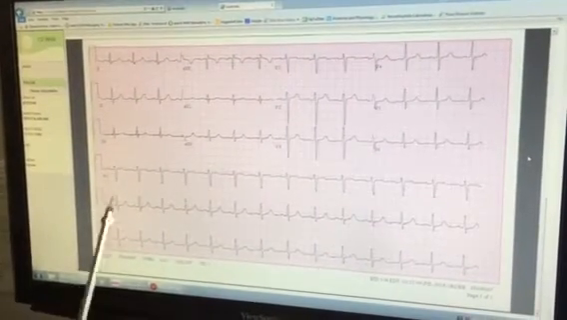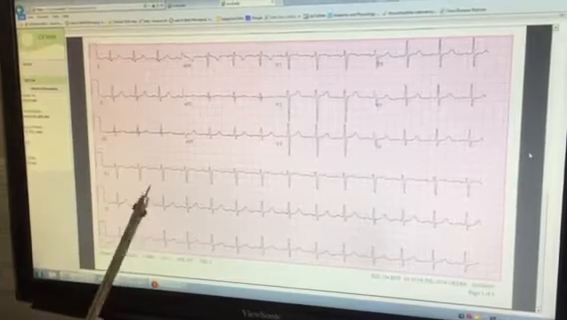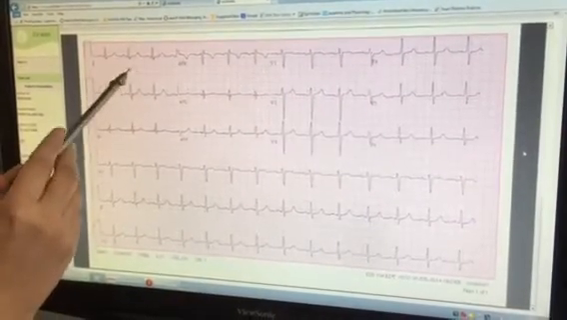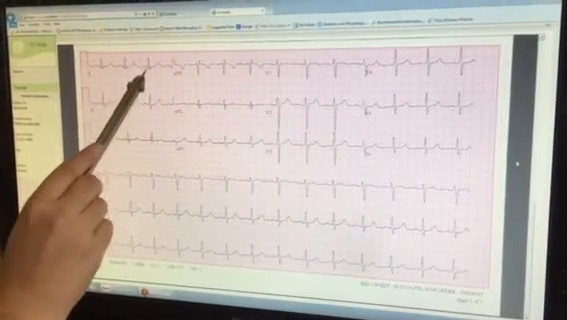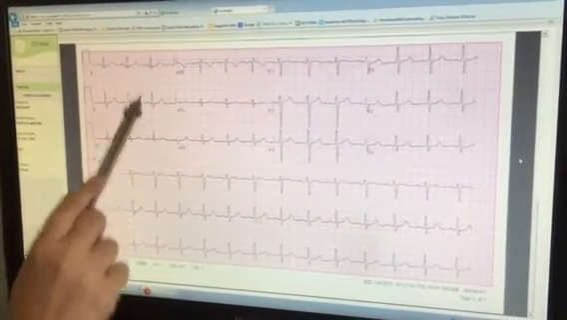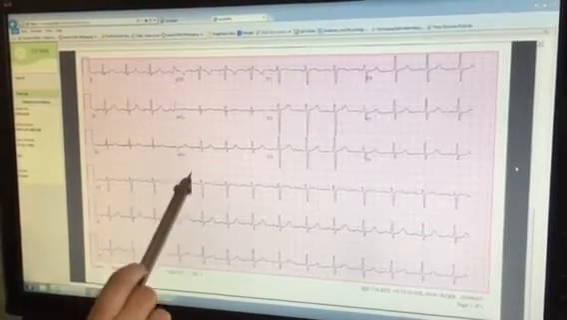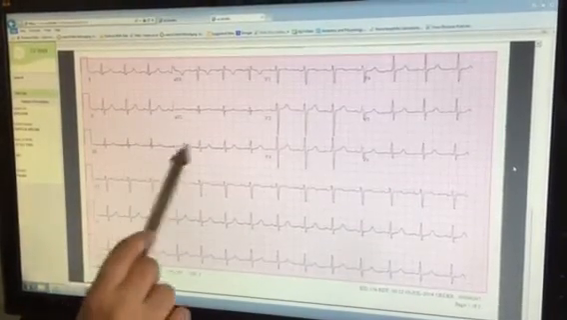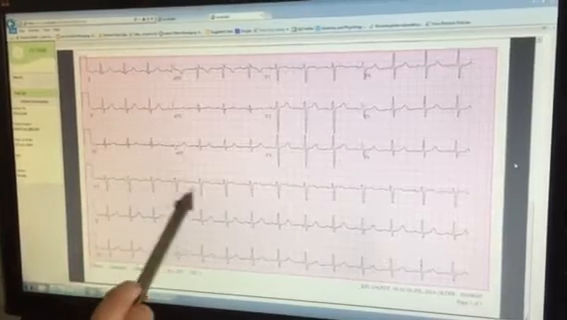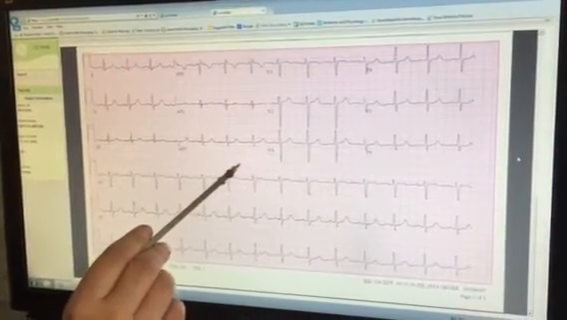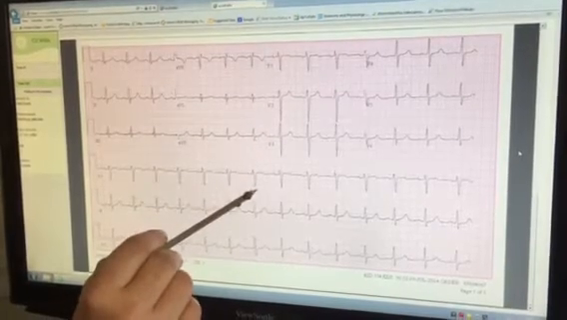Other things you want to note is the axis. Typically, we look for a normal axis, and you can do that by looking at the leads, R wave in 1 and AVF. They're both upright, and AVL as well, and lead 2, so you know you have a normal axis of the heart function. Then other things you want to look at is your T waves.